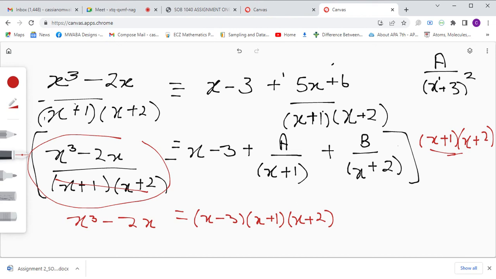If we multiply a over x plus 1 times this expression here, we're going to remain with a times x plus 2, because this will cancel, and then we also cancel this x plus 1 here. We're going to remain with a times x plus 2. Similarly here, multiply b over x plus 2 times this expression. This will be cancelled out, and we're going to remain with b open brackets x plus 1.